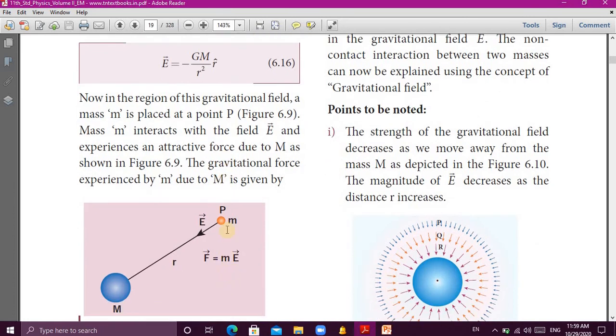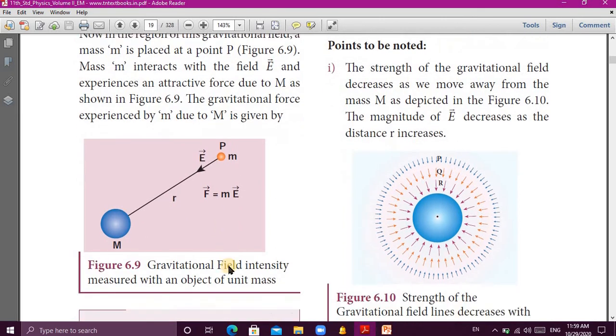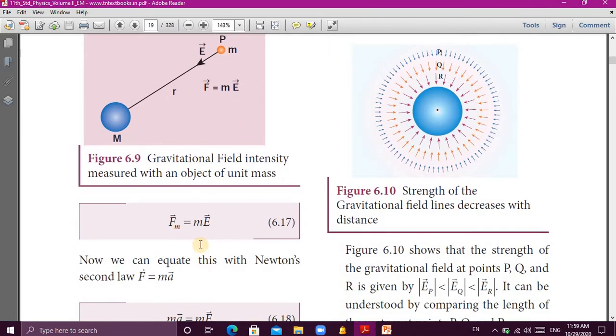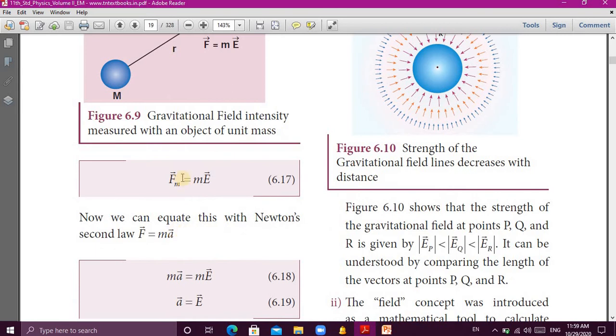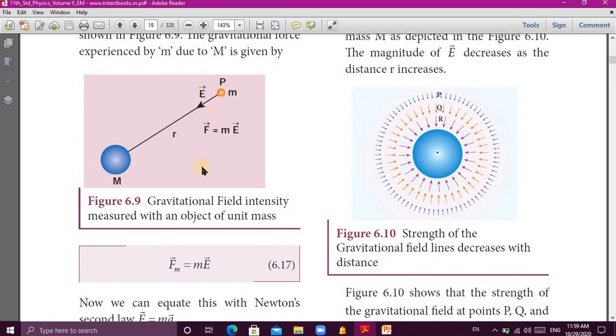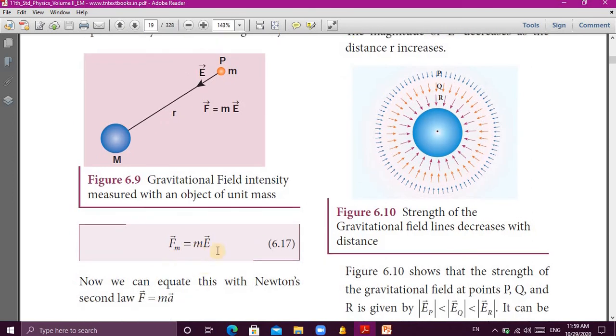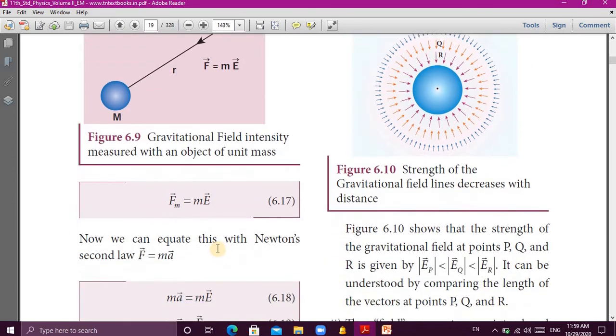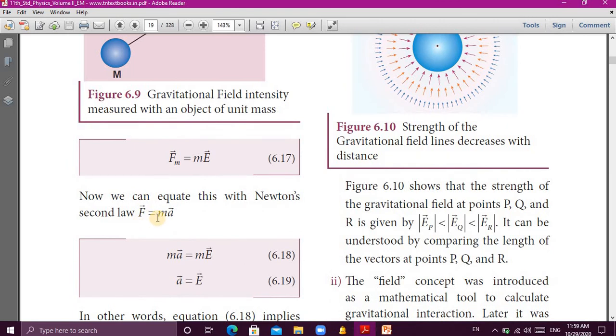So now the mass of an object is placed a certain distance from the earth. The distance is represented by small r. The force experienced on the object, F vector, is equal to m into E vector. Force is nothing but mass into acceleration. Because the object experiences a force, F vector is equal to mass into field. Now we already know the formula according to Newton's second law.